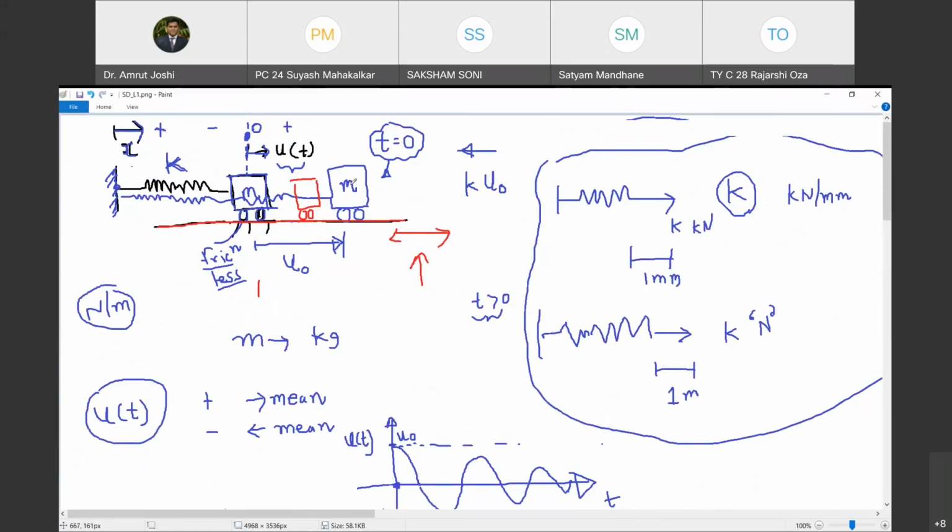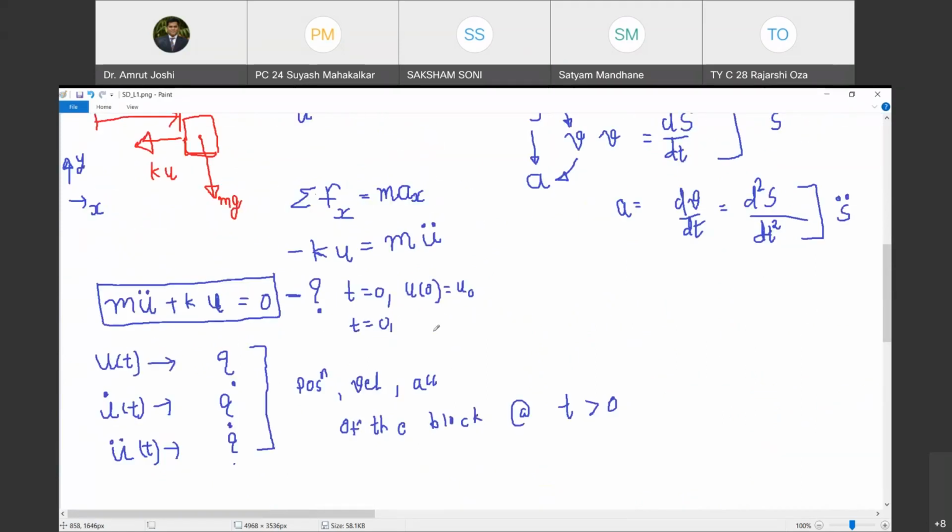Yes, sir. So in this particular case, U dot of 0, as you said, its notation is U0 dot, and in this particular case, it is 0. Happy? Yes, sir. Okay. So these are the two boundary conditions which are known. Your solution for U of t, U dot of t and U double dot of t will involve these known quantities, that is U0 and U0 dot. Are you with me? Okay, sir.